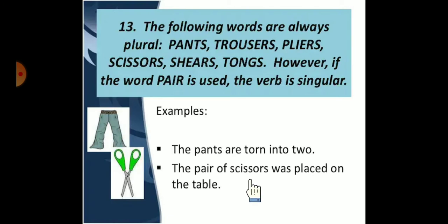Scissors is in the form of a plural. So with the plural subject, what have we used? A singular verb. According to this, the following words are always plural, for example scissors. So with this we have to use the verb in singular. See, "was" is singular: "placed on the table." Understood? That was rule number 13.